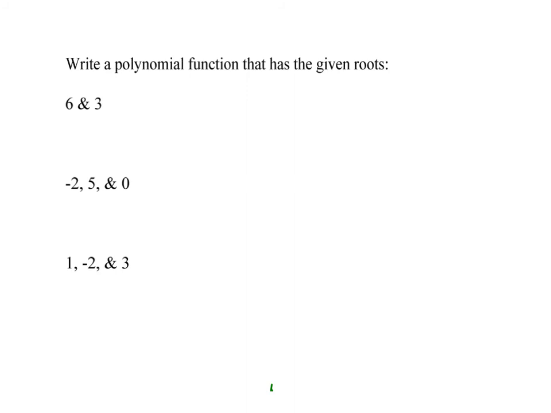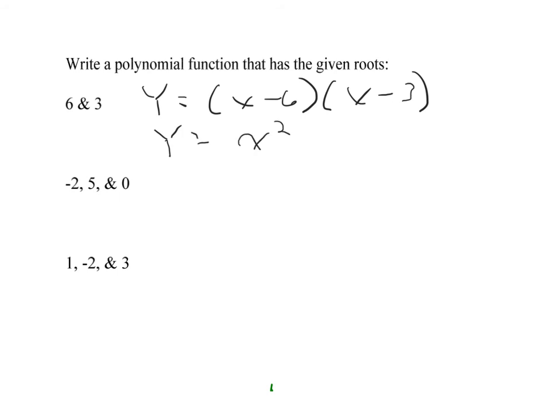Write a polynomial function that has the given roots. We're just going to go backwards here now. So if we have a polynomial function with the given roots, in this case it's 6 and 3, I can say y is equal to x minus 6. That was the factor that takes care of a root of 6, and a factor of x minus 3. That's for the root of 3. So y is equal to, I'm going to FOIL out now, x squared minus 3x minus 6x plus 18.